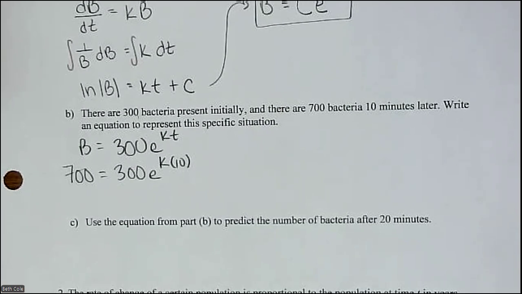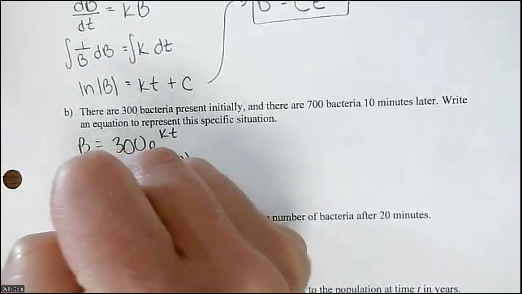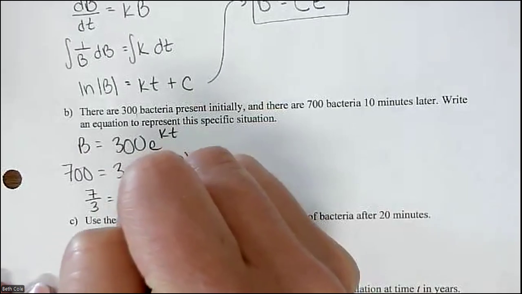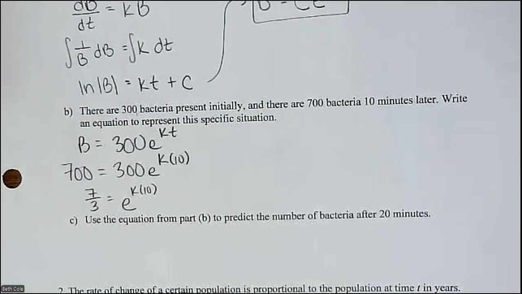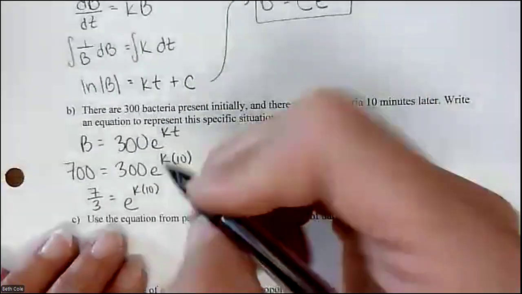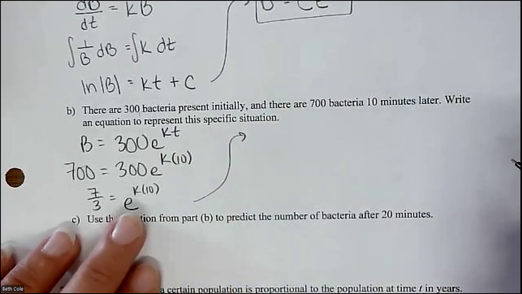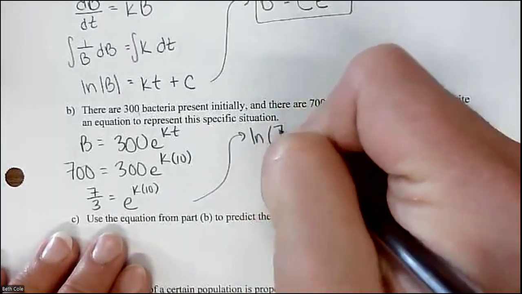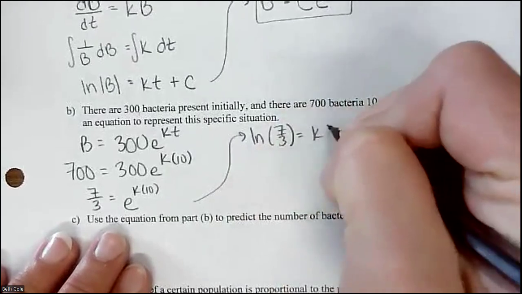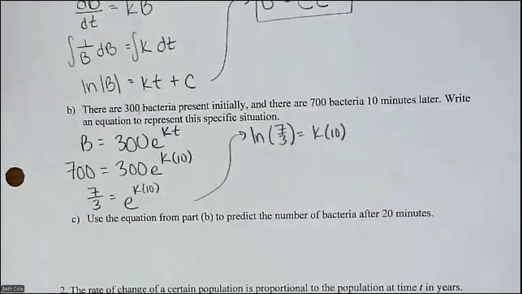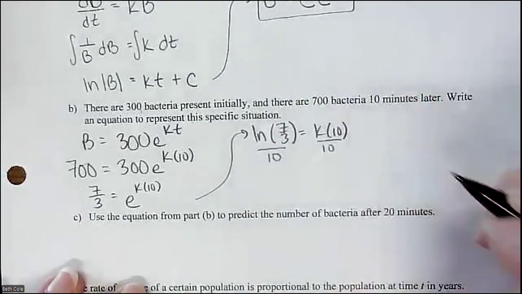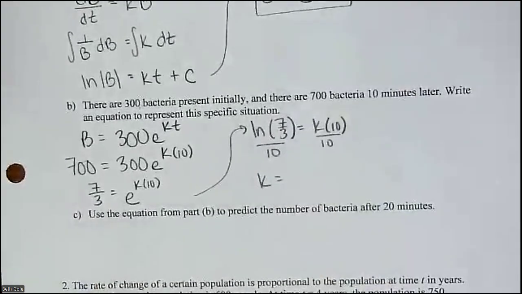What would you do to both sides to begin solving? Yeah, divide by 300. So 700 divided by 300 is 7/3. That number was correct, specifically 7/3. All right, then what? You need to get rid of e. ln, good. ln 7/3 equals k times 10. And then your last step, divide by 10. You don't want to reach for the calculator until the very end.